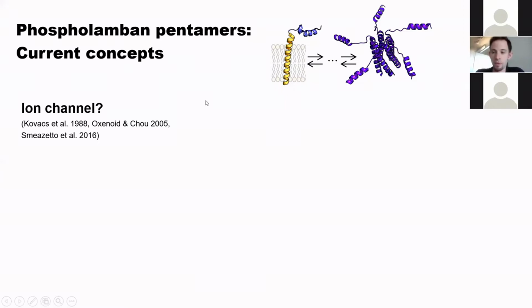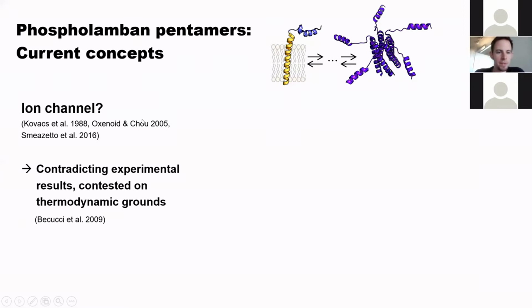So that's something which at least structurally looks like it makes sense. And some groups have also reported that there is some ion channel activity. However, the experimental results regarding the selectivity for different ions are somewhat contradictory.